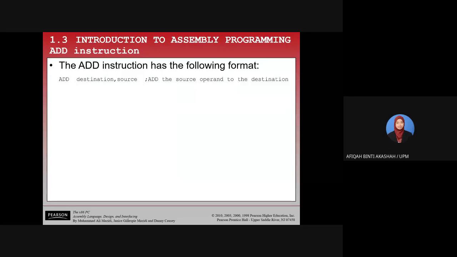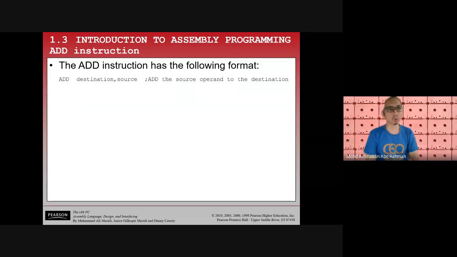Yes, doctor. All right, good. Okay, so now we move to the add instruction.